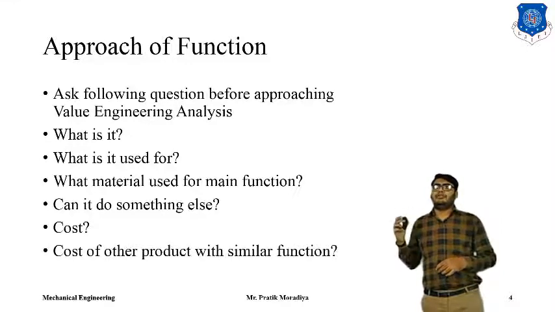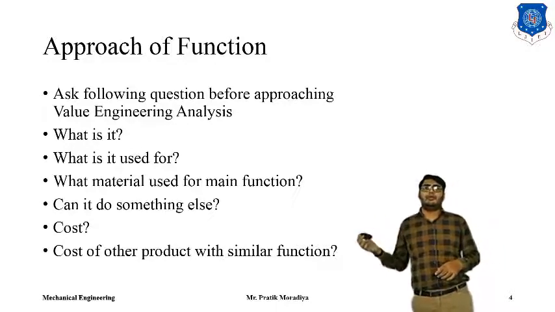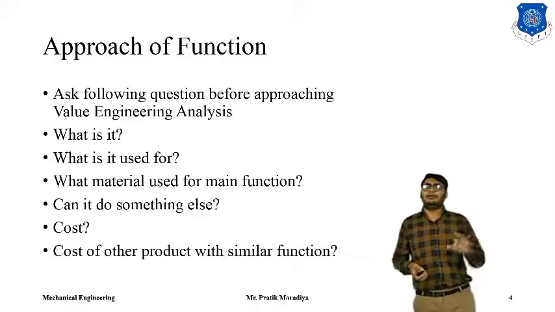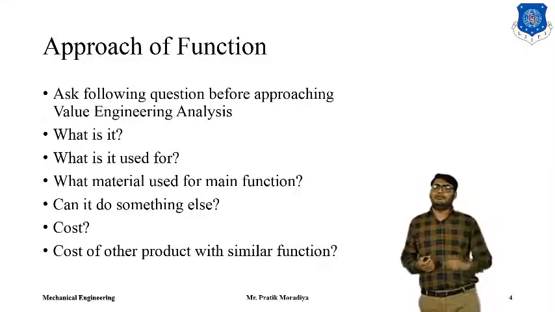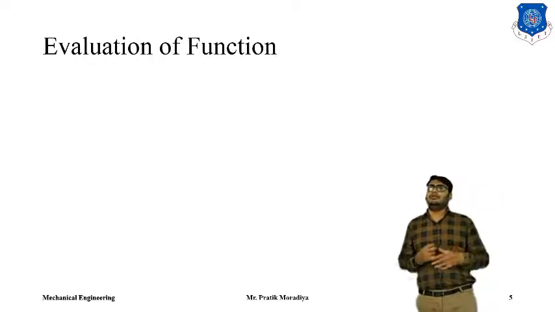And we also ask what will be the cost of other similar functions, or what will be the cost of products which can perform similar functions. For example, my mouse can also be used to change the slides. So what will be the cost of a normal mouse? That also should be asked first. And then we evaluate functions.